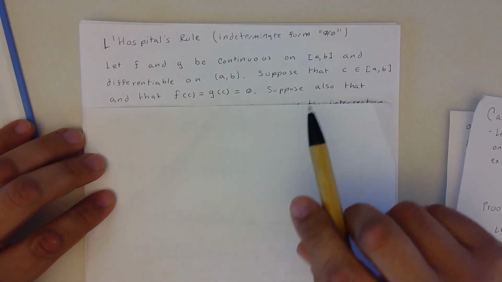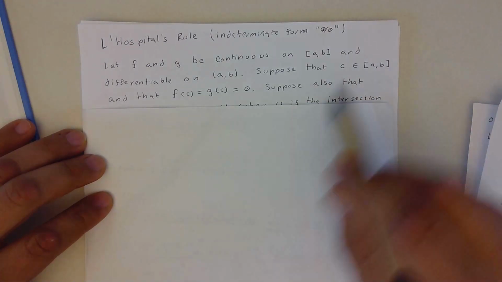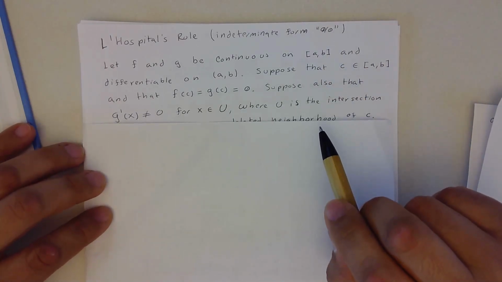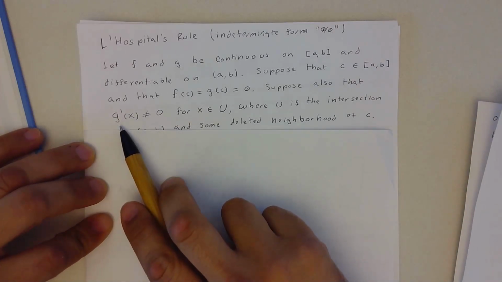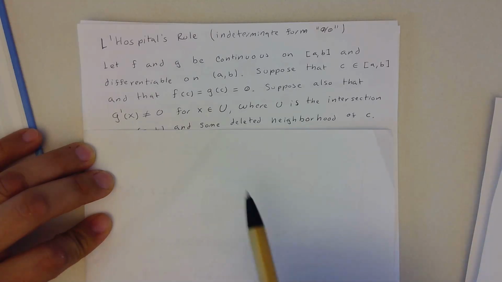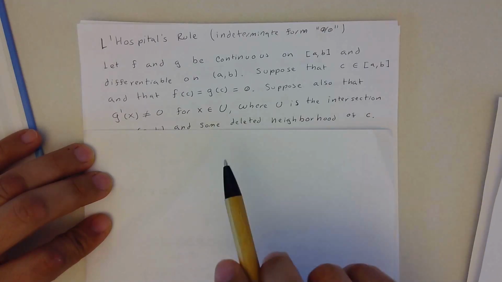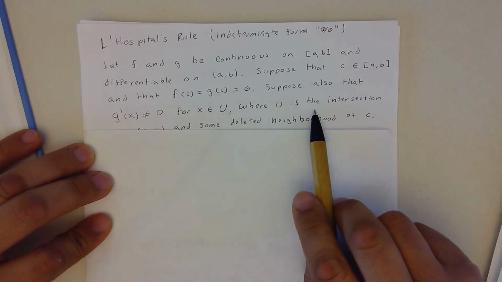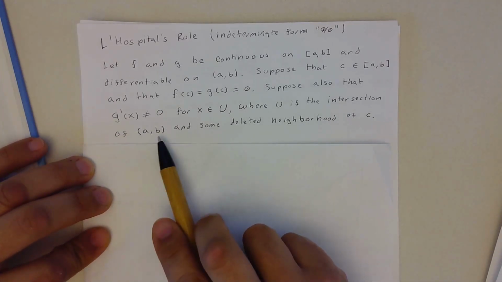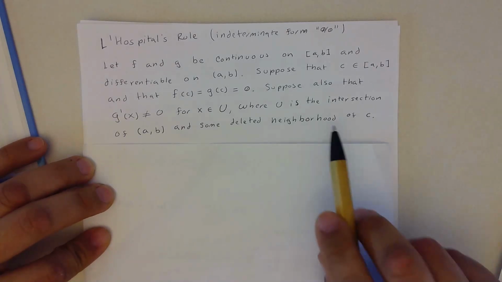the real numbers, that makes both functions 0, which will be the indeterminate form. Suppose also that, of course, the derivative of g(x) is not 0 for all the x in U. But what is U? U is the set that is the intersection of all the numbers in the open set (a, b) and some dilated neighborhood of c.